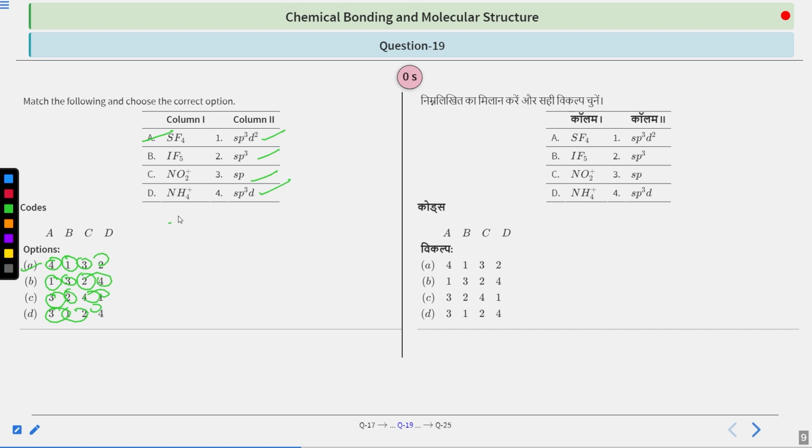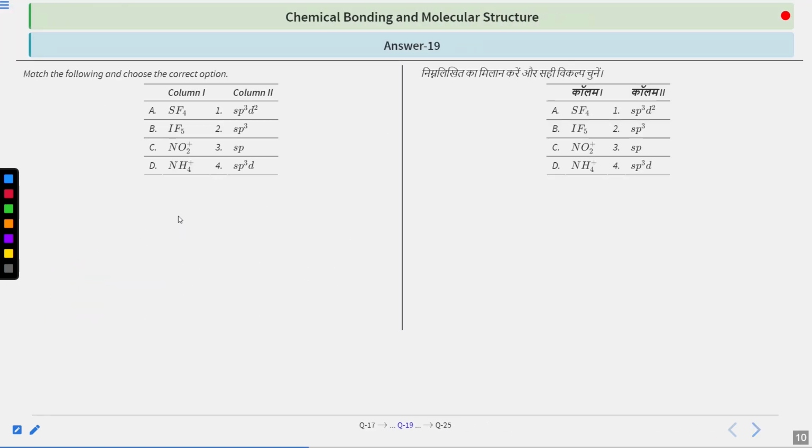Now let us see the solution. The question says that we have different species, and you have to see what is the hybridization of each of these species. For SF4, IF5, NO2+, and NH4+, the options are sp3d2, sp3, sp, and sp3d. So the correct option would be A.